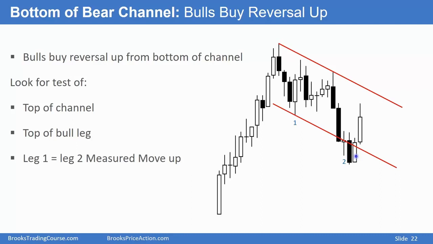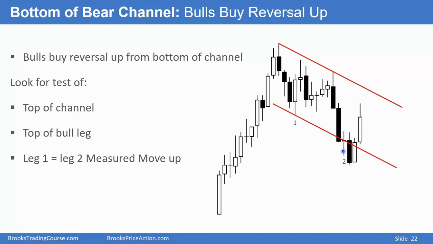We have a second buy signal, a second attempt to reverse up, the second failed breakout below the channel. We broke below the channel, tried to reverse up, broke below the channel again, trying to reverse up again. This is a micro double bottom, down and up, down and now up again. So bulls will buy above the high of this bar. This is a higher probability buy than simply buying above this bar.